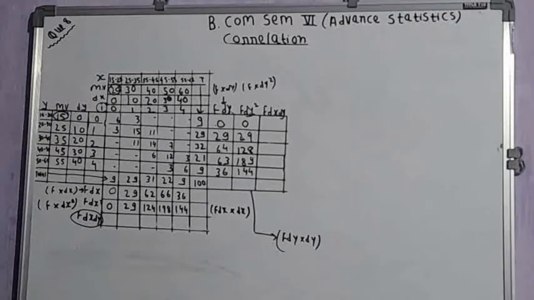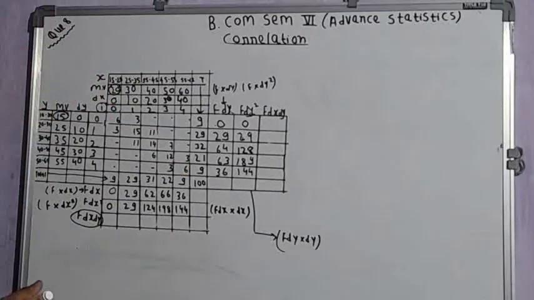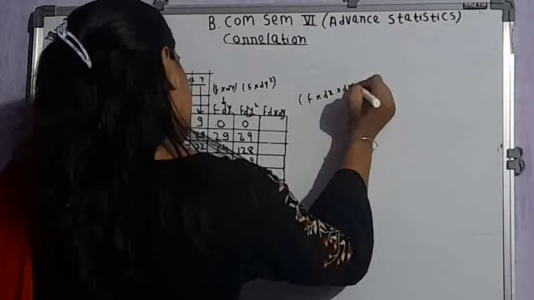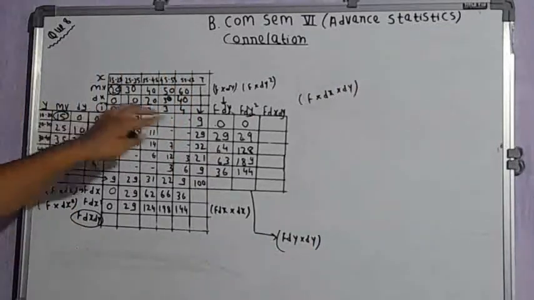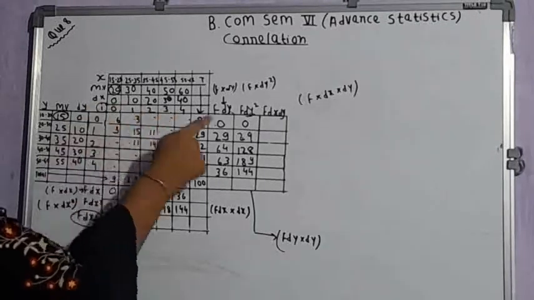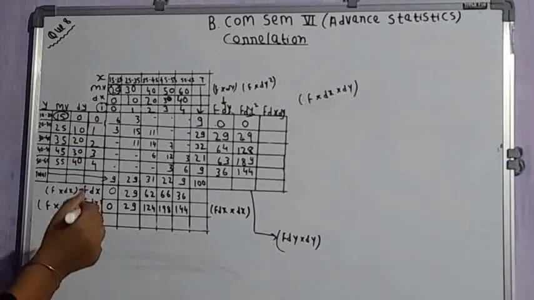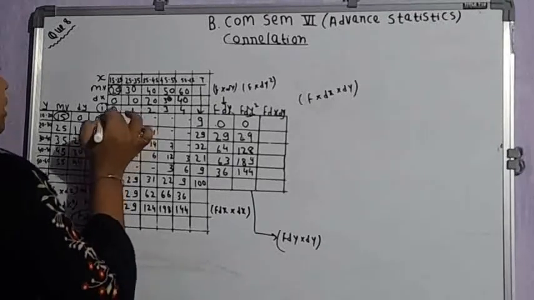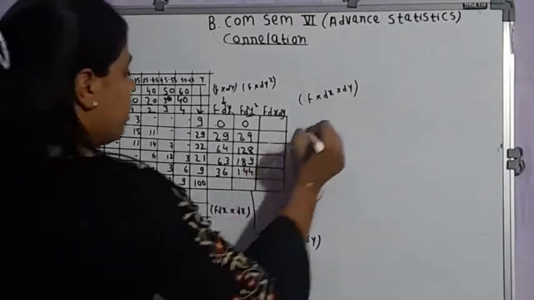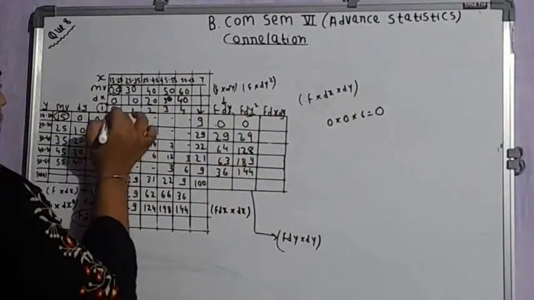Now what is the next step? Next step is we have to calculate the value of f dx dy. F dx dy refers to frequency into dx into dy. What is the frequency? Frequencies are given here. What is the value of dx? We are considering the I column as dx, and in case of the y series we are considering the I column as dy. So when the frequency is 6, how do we calculate f dx dy? It would be 0 into 0 into 6, so it would come to 0. So we will write 0 over here.